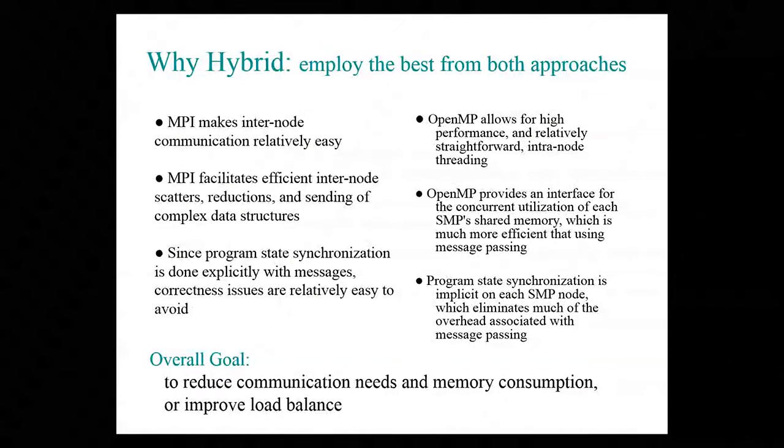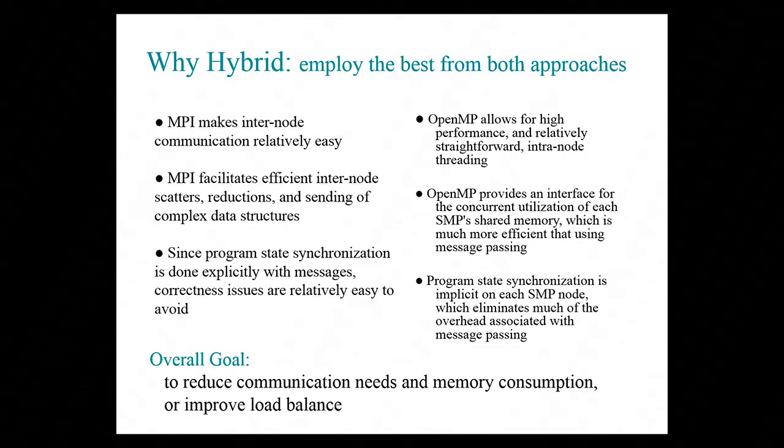So why hybrid? Well, basically, the simple idea is we want to employ the best parts from both approaches. MPI makes inter-node communication relatively easy. So across nodes, you want to make as many CPUs, as many processors work for your code as possible, and MPI has many good ways to handle it. Also, synchronization across nodes is an advantage of MPI to handle.